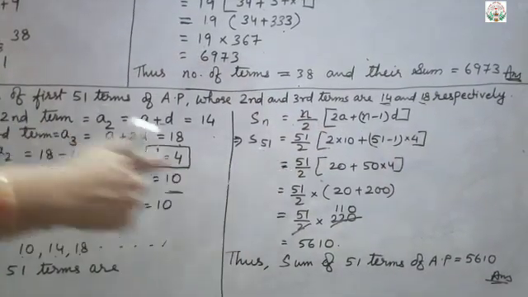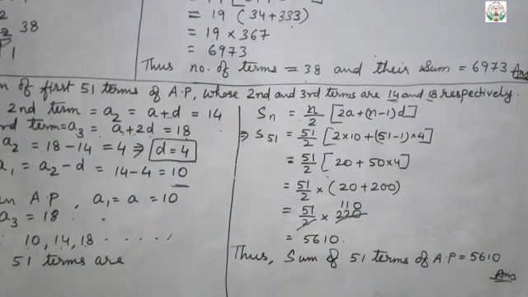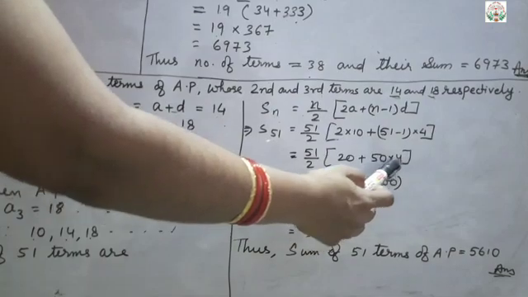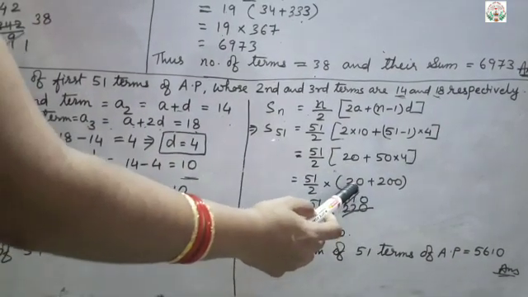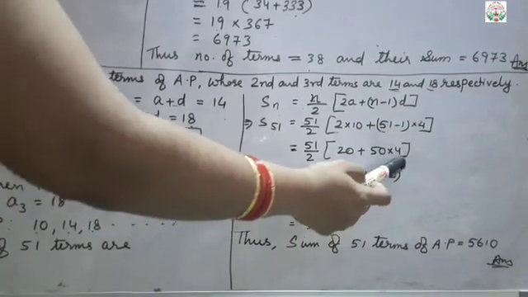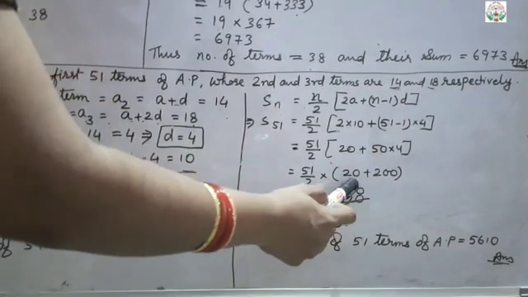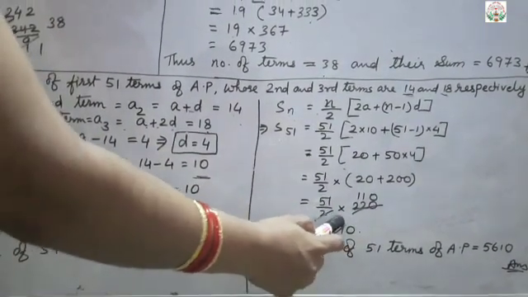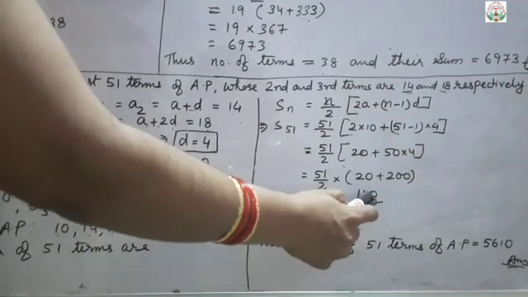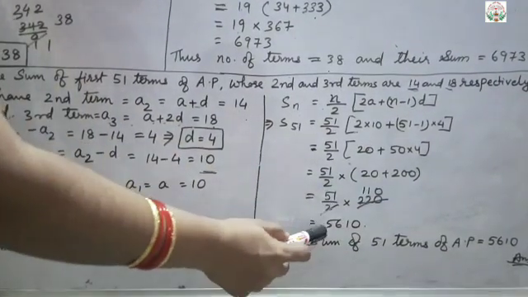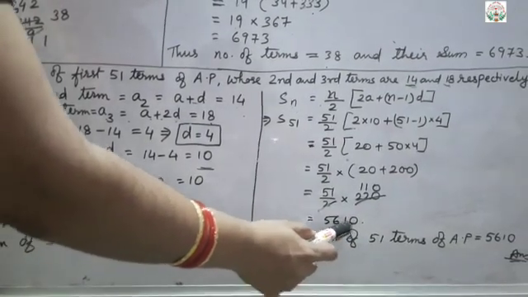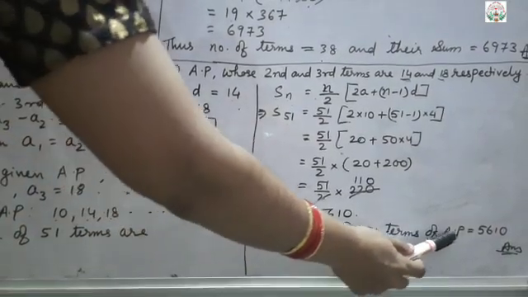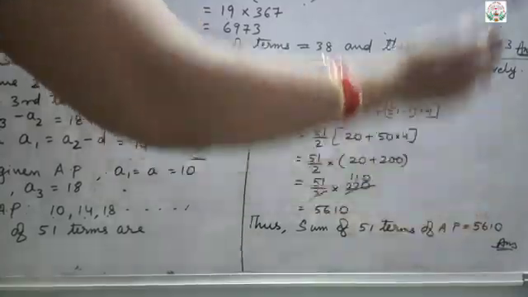So that will equal 51 upon 2 into, 2 into 10 will be 20, plus 50, that is 51 minus 1, into 4. So 51 upon 2 into 20 plus 200. On addition of these two we get 220 into 51 upon 2. It is divisible by 2, so on dividing we get 110. 110 multiplied with 51 we get 5610. Thus the sum of 51 terms of the AP equals 5610. Okay.